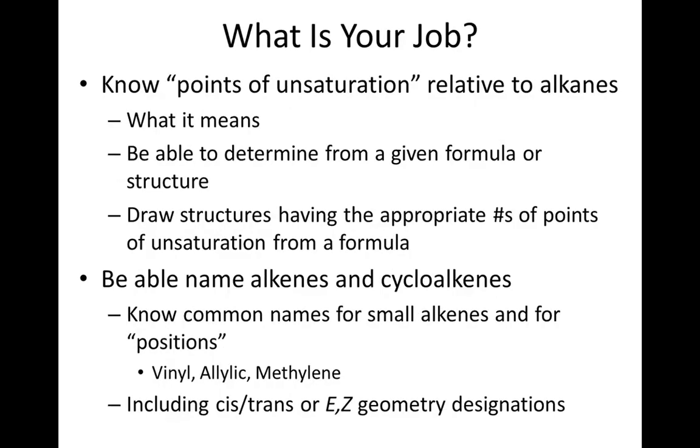So what do you need to know? In this chapter, we've already talked about points of unsaturation, specifically with respect to alkenes, but generally, anytime we're referring to the parent alkanes, so you need to be able to take a formula or a structure and figure out how many points of unsaturation there are. You need to be able to name alkenes and cycloalkenes. There were a few common names that you needed to know, and you also need to be able to apply the cis, trans, or E and Z geometry designations when necessary.